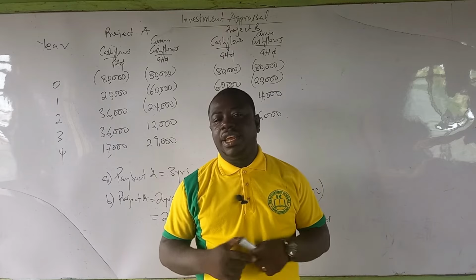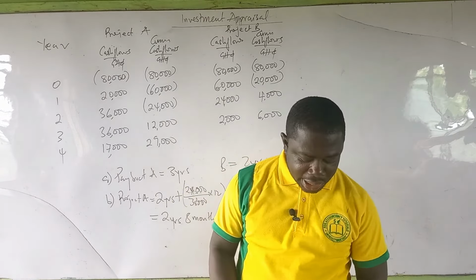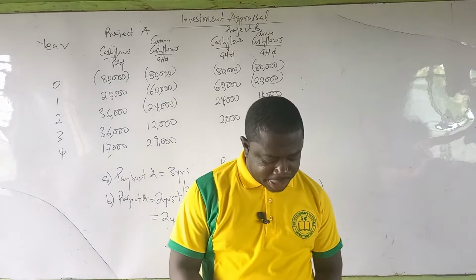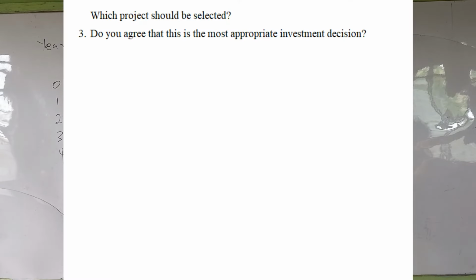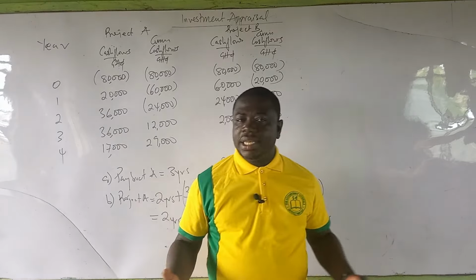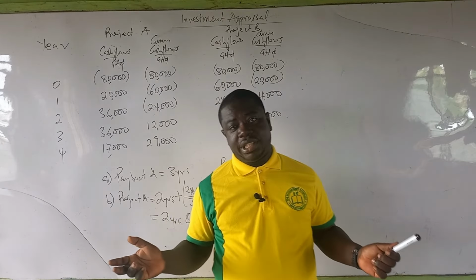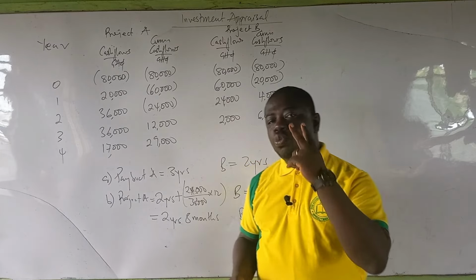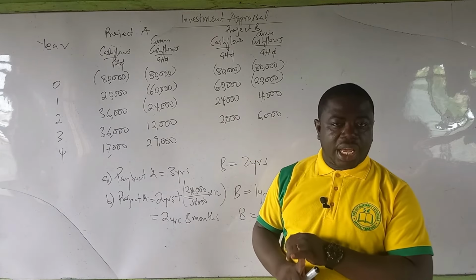Now let us look at the final requirement, requirement C. The B has already been answered. So look at requirement C or requirement 3. Do you agree that this is the most appropriate investment decision? So this is like a critique on the payback period. This is not the most appropriate investment decision because it ignores two most important things. One is the total cash flows.